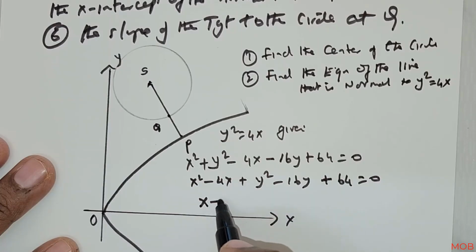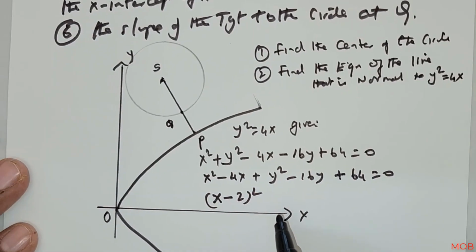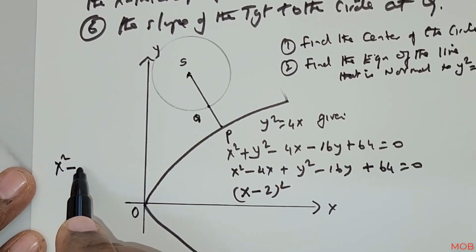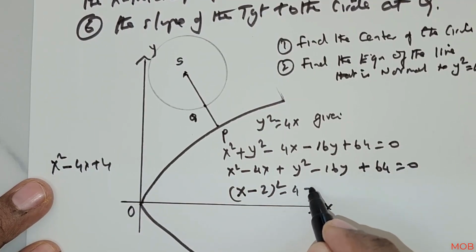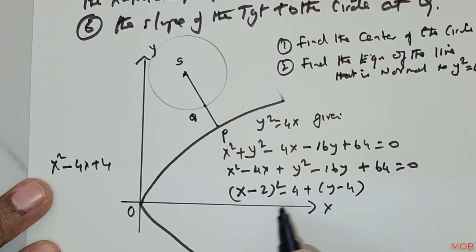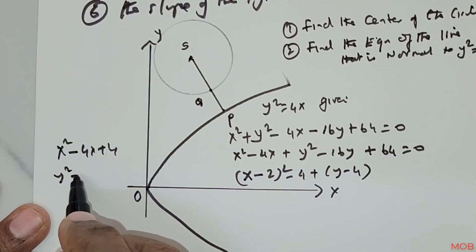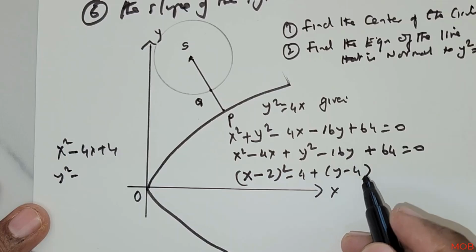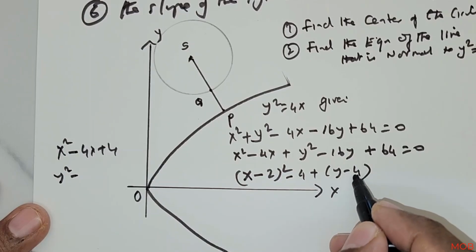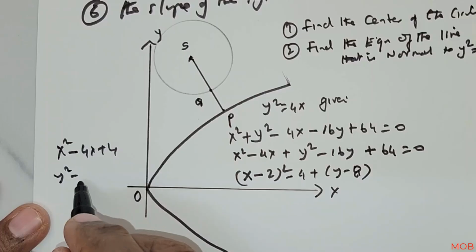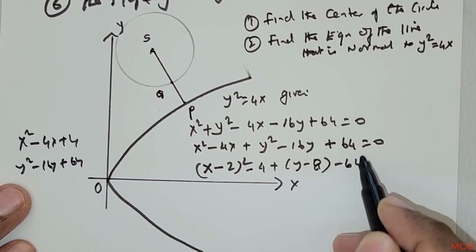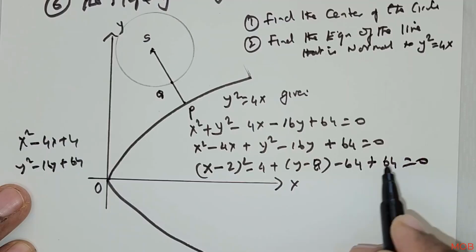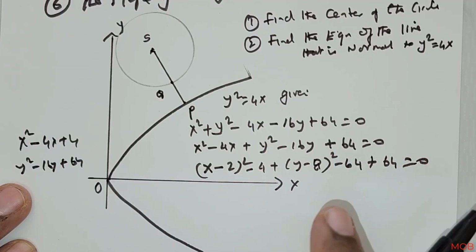So can I write this as x minus 2 whole squared? If I were to do that, I would get x squared minus 4x, plus 4 is coming there. So I subtract the positive 4. Can I write this as y minus 4? If I do that, I get y squared. Oh, this should be 16, right? So I cannot write it as 4, I will have to write it as 8. So that is going to give me 16y plus a 64 is there. So I will have to remove the 64. And there is already a 64. So this would be the equation of the circle.